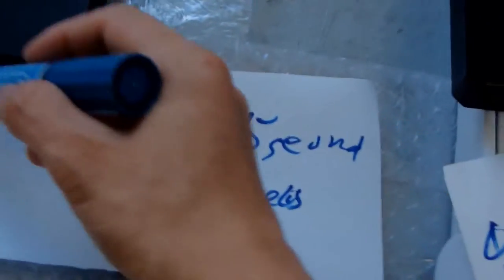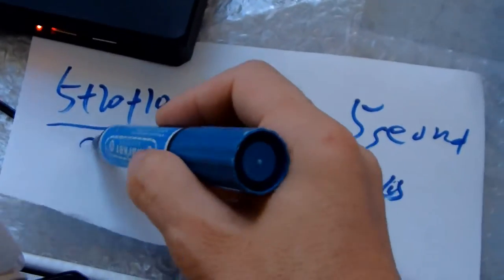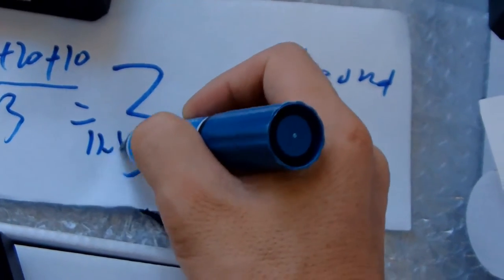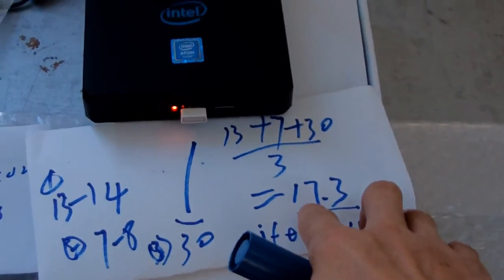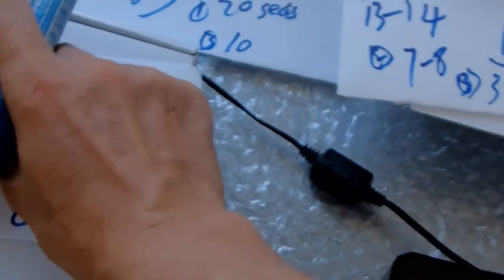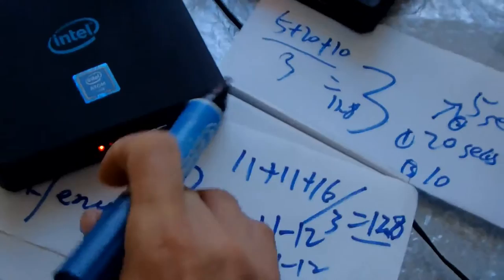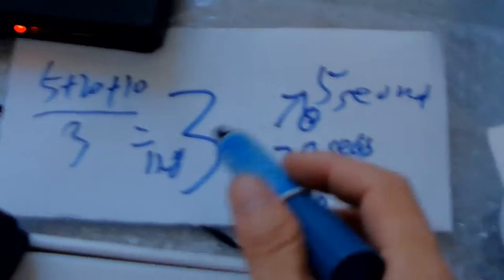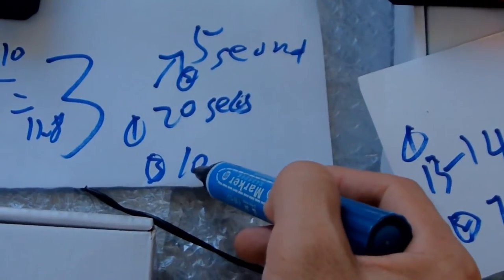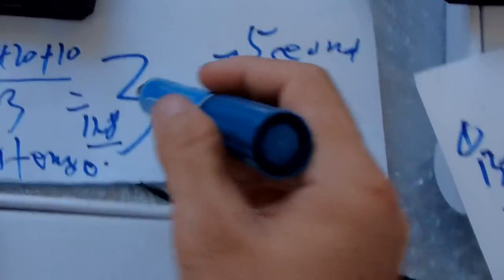Now we check the third generation. The first time is 5 seconds, plus 20 seconds, plus 10 seconds, about 11.8 seconds. Let me check the total data. The first generation is 17 for opening even.com, three-time average. The second generation is about 12.8. For the third generation, the first is 5, then 20 seconds, and the third is 13, on the same even.com. Total about 11.8.